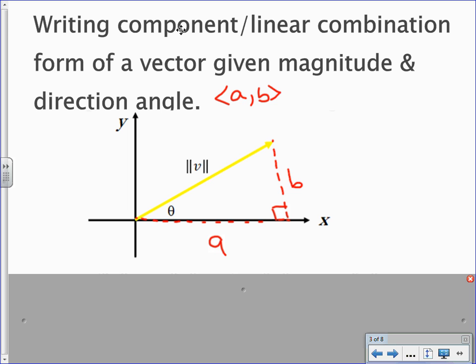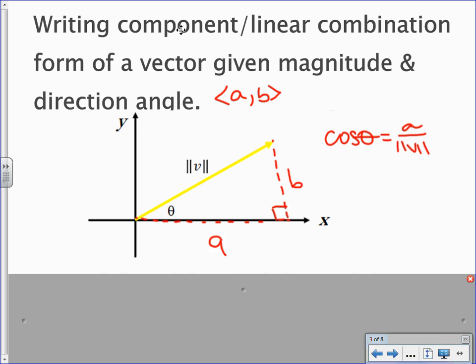Yes, SOHCAHTOA. So let's talk about the horizontal component first, A. What trig function would be helpful here? Cosine. The cosine of theta would be A over the magnitude, correct? So if I want A, how would I solve for A? We would have to multiply that magnitude over, right?